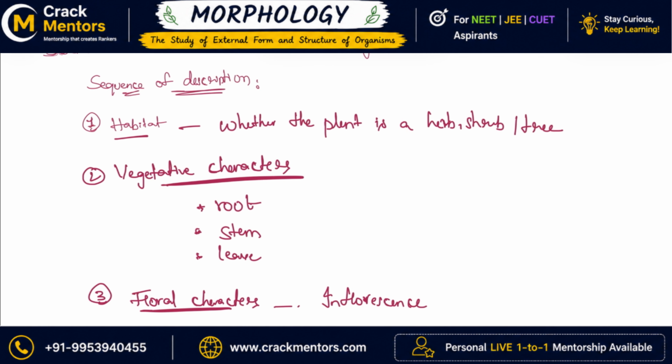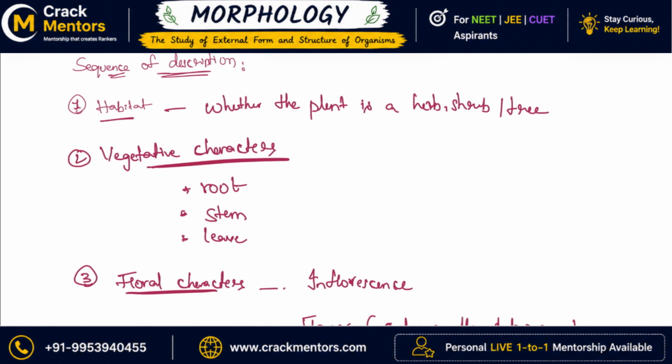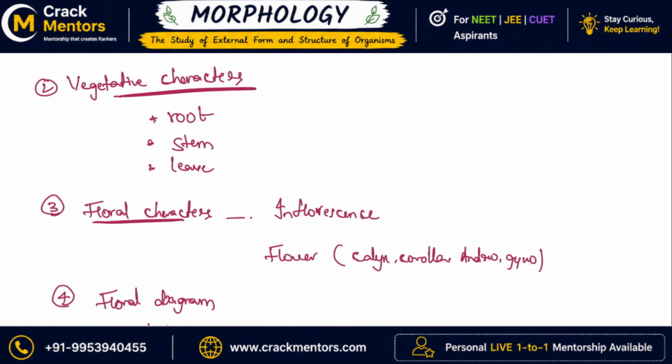Coming to the fourth thing that we describe, we draw a floral diagram, and I'll tell you how to draw that also. We do a floral diagram and we give it a floral formula. This order should never be changed in the exam. So the first thing we describe is the habitat. After habitat, we do the vegetative characters. After vegetative characters, we go to floral characters. Then we write the floral diagram and the floral formula.